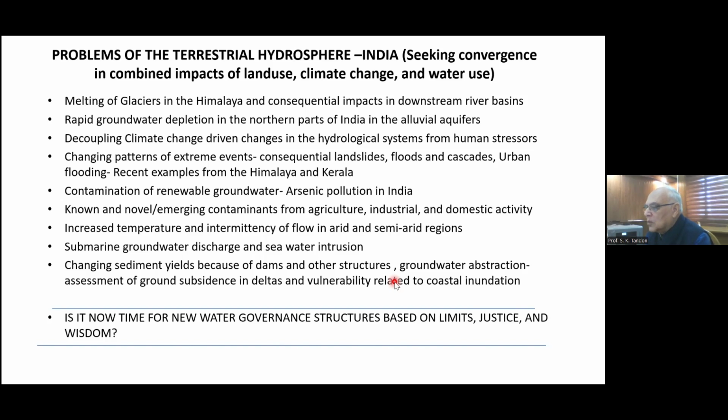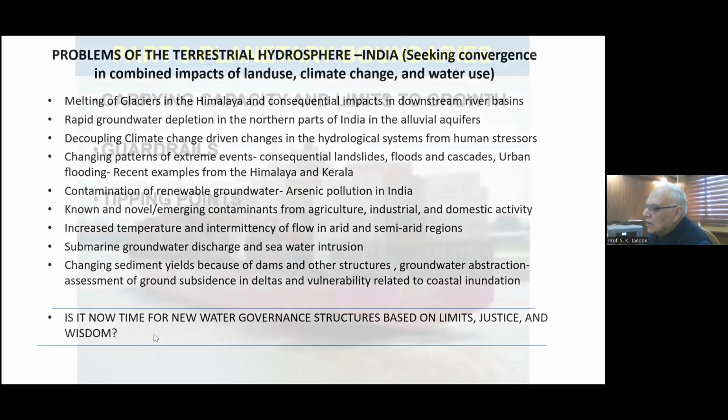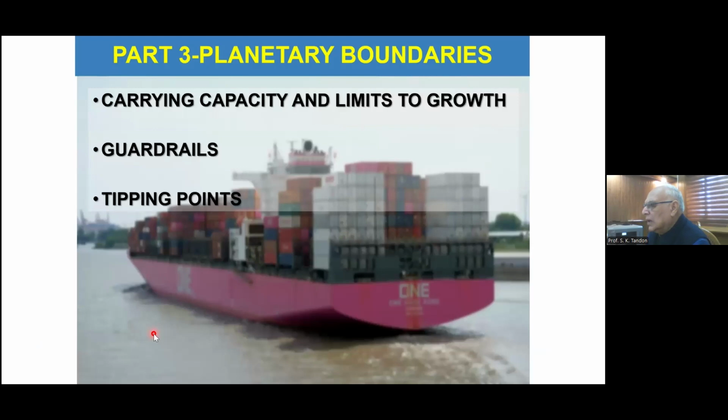There is the issue of submarine groundwater discharge. There is the issue of changing sediment yields because of dams and other structures. These are all interlinked issues, essentially. And then I ask the question, is it now time for new water governance structures based on limits, justice, and wisdom, where we look at many of these things in a much more integrated way than in isolated systems? So I've tried to use the water boundary as the planetary boundary on fresh water to exemplify the case for the anthroposphere and the disturbances.